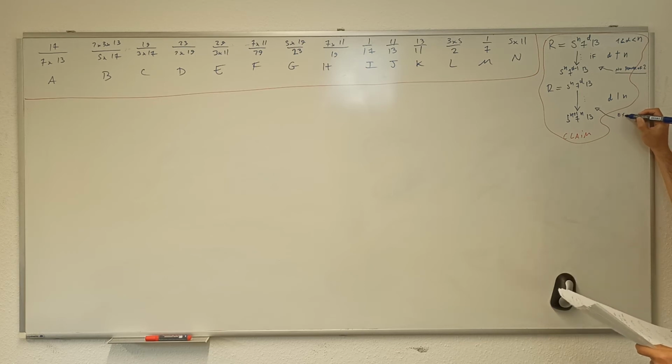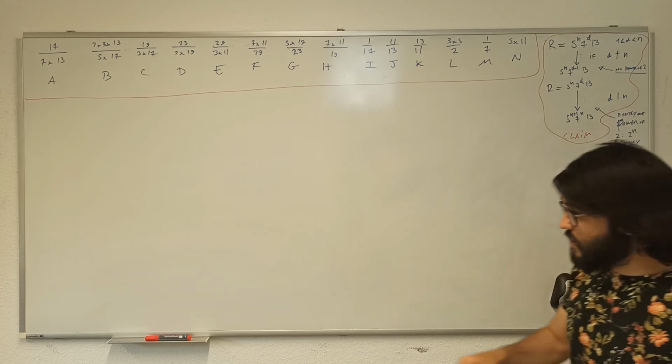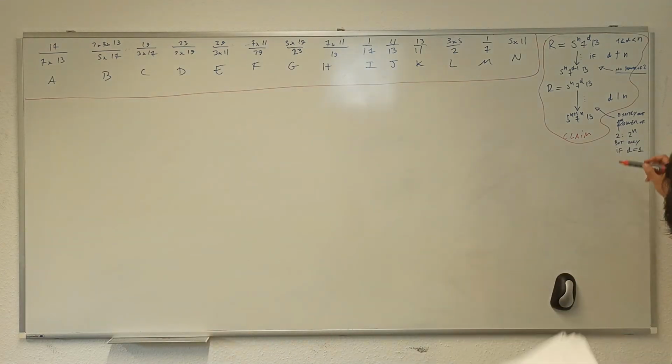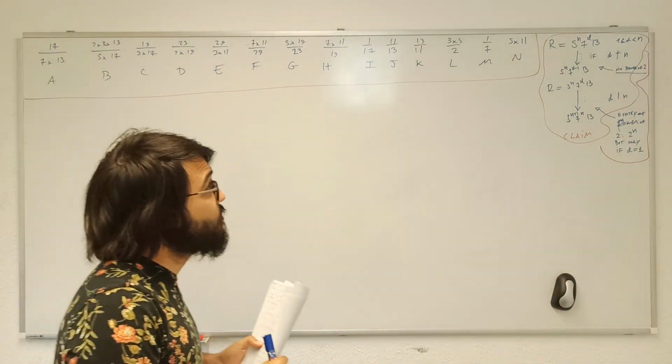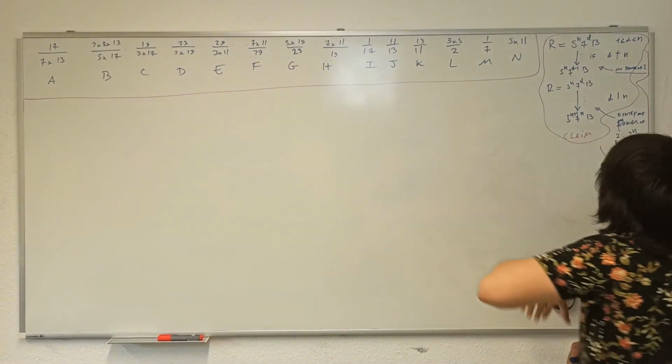There is exactly 1 power of 2, which will be 2 to the n, but only if d was 1. Okay, so this is part of the claim. So that will be the procedure. So this machine was designed in this way.